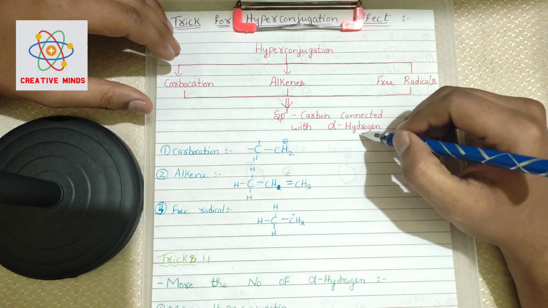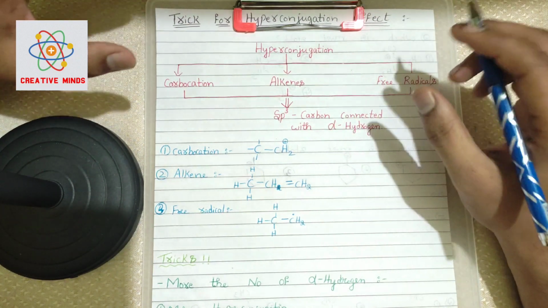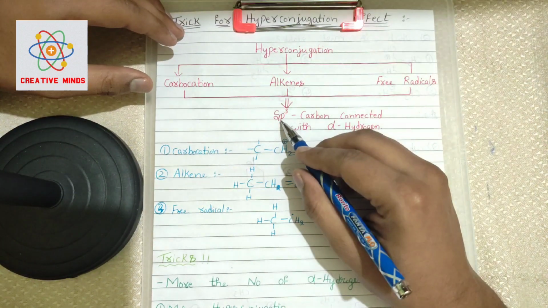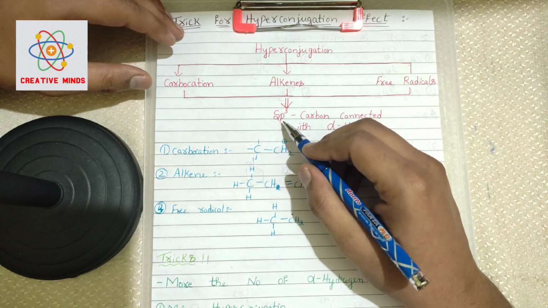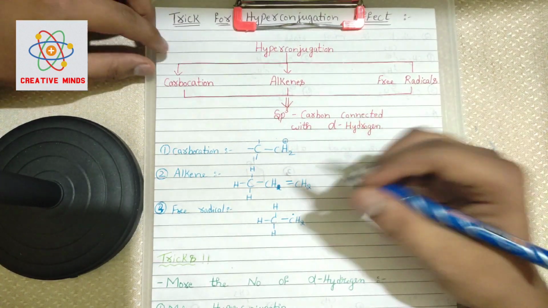What are alpha hydrogen? Alpha hydrogen are those hydrogen which are connected to a carbon, and that carbon must be connected to another carbon which must be sp3 hybridized. If you are not understanding, I'll explain while solving, so you can understand better.